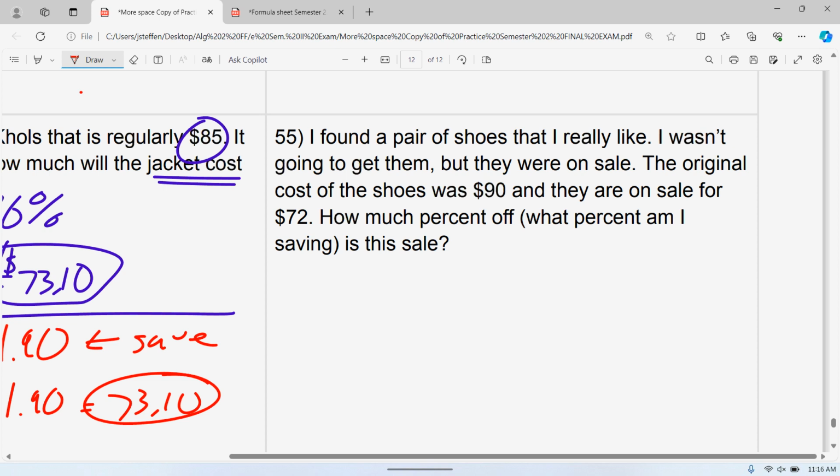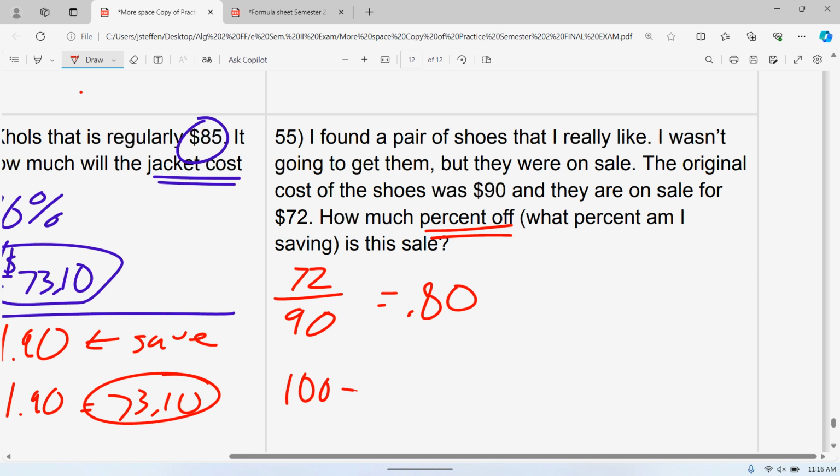Now again, there's two different ways to do this. They were $72, originally 90, so you can do this math. 72 divided by 90 is 0.8. But again, that doesn't mean the sale is 80% off. That means you paid for 80% of the shoes. So how much percent off were they? Sorry, I should do the other way. 100% minus 80, so they were 20% off.